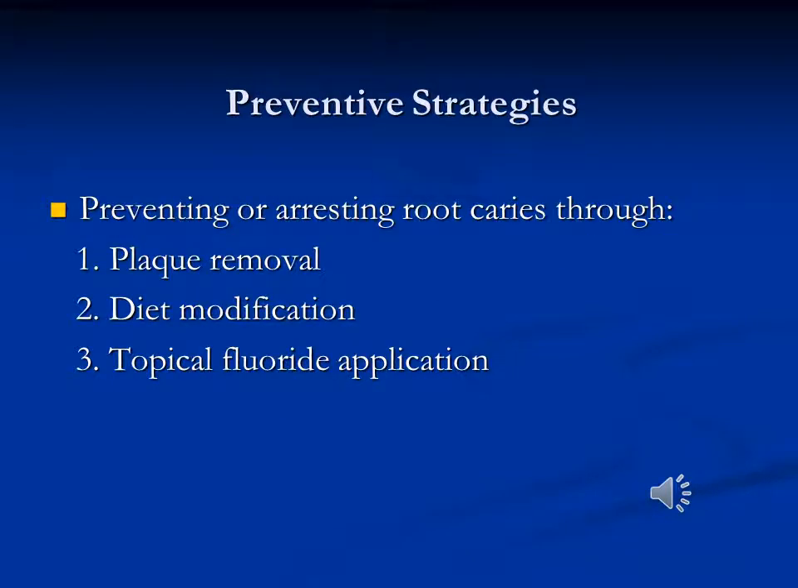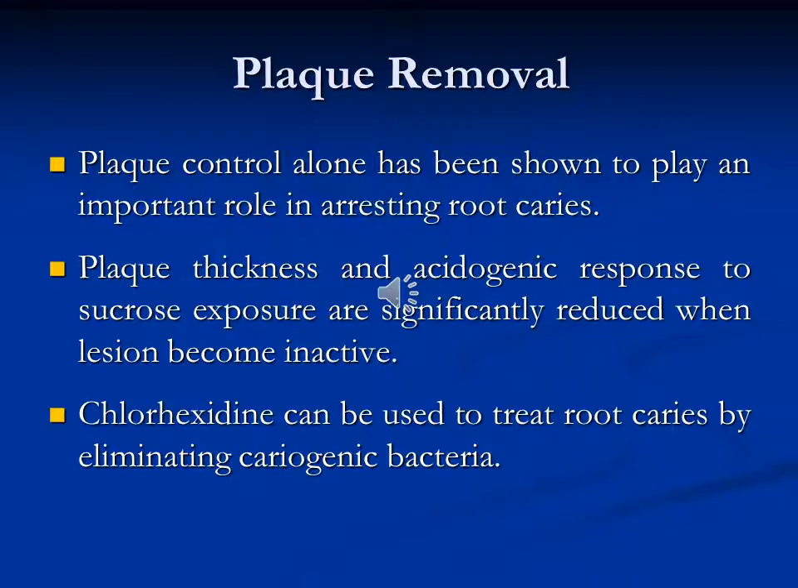Prevention is very important in root caries. As we said previously, the first step in prevention is determining the risk factor or factors that are associated with root caries. Prevention or arresting of root caries can depend on three main strategies: plaque removal, diet modification, and topical fluoride application. Topical means application of the fluoride on the exposed root surfaces in order to prevent root caries. Plaque control has been shown to play a very important role in arresting root caries.